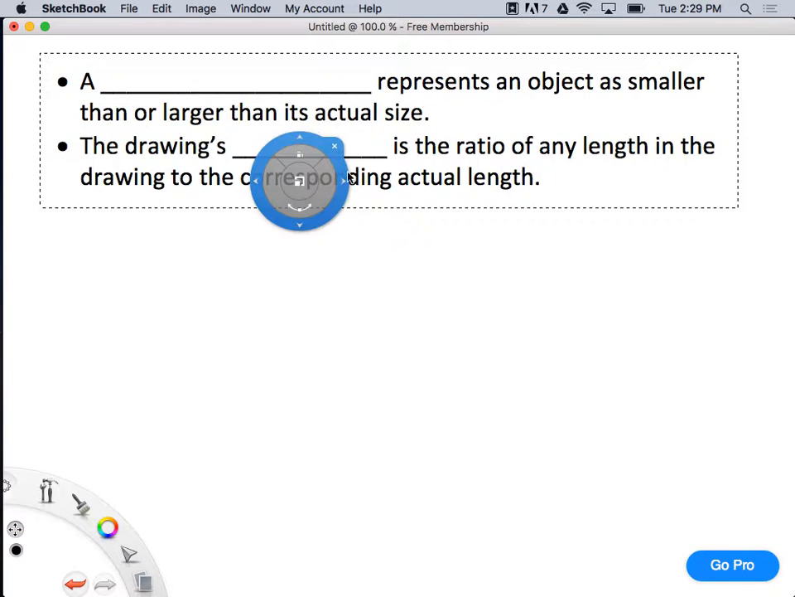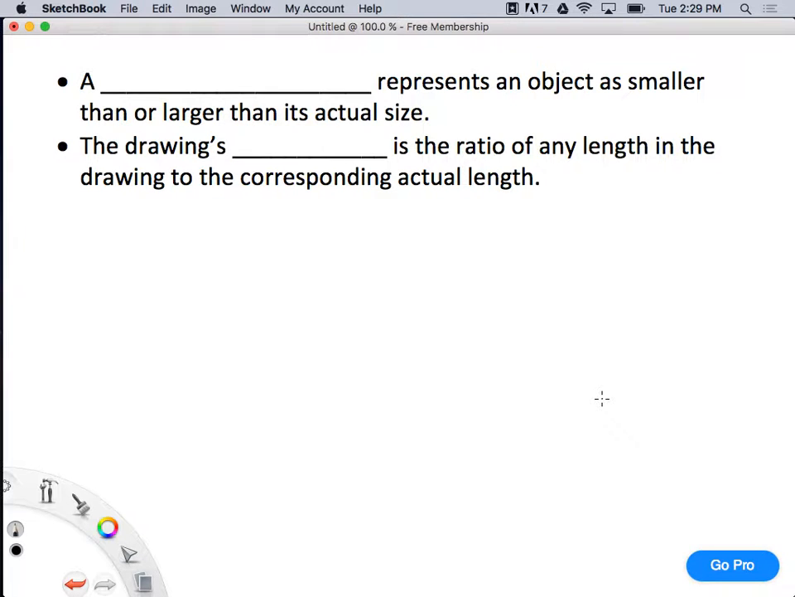Okay. A what represents an object as smaller than or larger than its actual size. What this is called a scale drawing. A scale drawing. So what's a scale drawing? A map is a version of a scale drawing. It's representing something smaller or larger than its original size. So if I have a map of the United States of America and it's this big, that's clearly a much smaller scale than actual size, right? So that's a scale drawing.